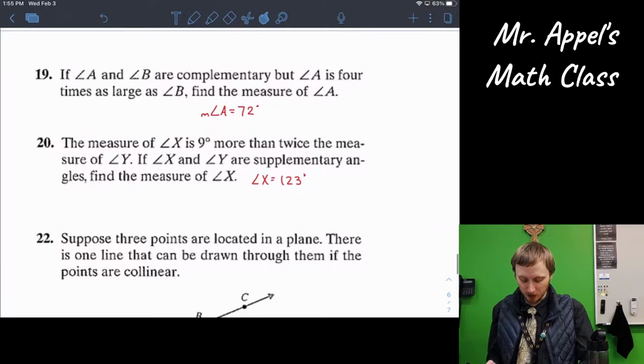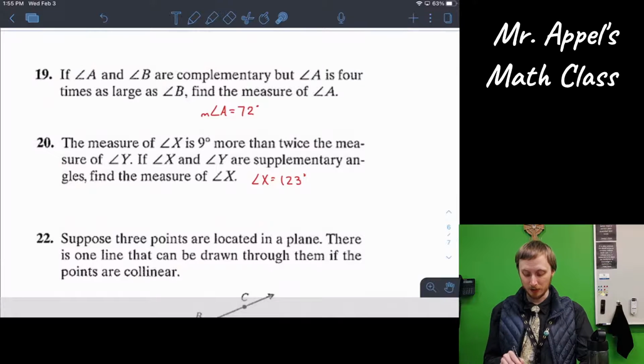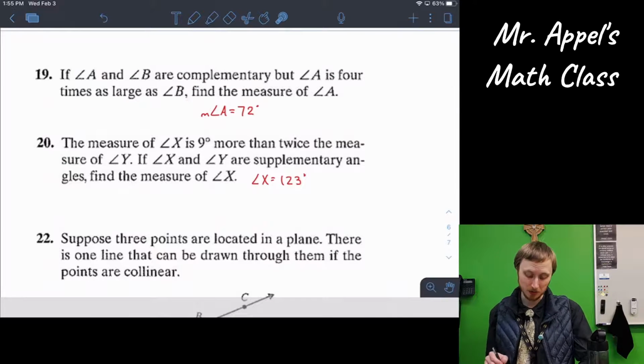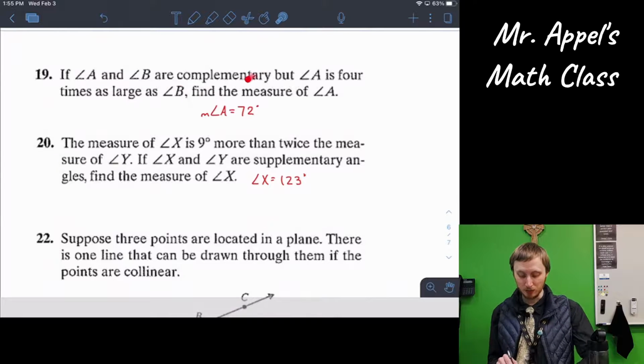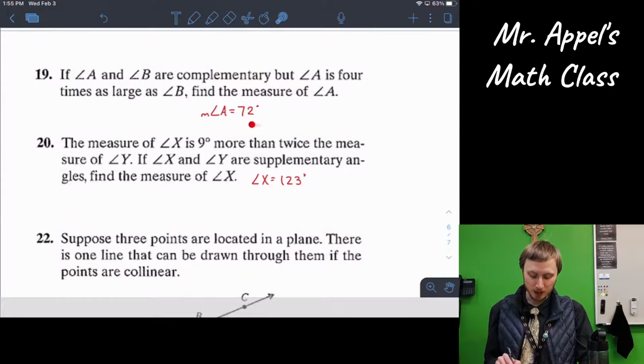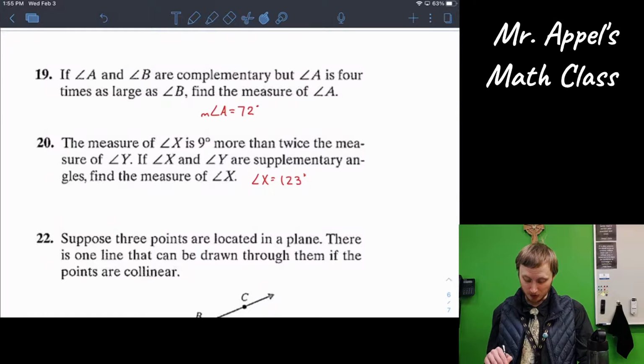Here we have a couple more where you write equations and solve the system. So we know, again, these are complementary, but this is 4 times as large as that. So you have A equals 4 times B, and A plus B equals 90. Solve for A, you get 72 degrees. Similarly, set up a system for X and Y here. Solve to find X is equal to 123 degrees. 1, 2, 3. I like when it does that.